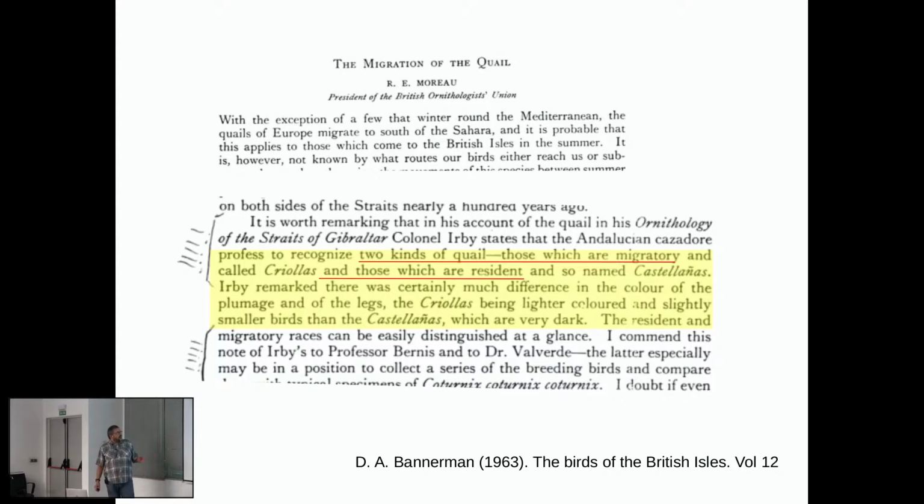Irby remarked that there was certainly much difference in the color of the plumage and on the legs, the criollas being lighter. So 150 years ago, some ornithologists were already commenting that, looking at the animals that had been killed by hunters, it seems that there are two kinds of quails around here. So maybe what Domingo was seeing, and was a big surprise for us, was something that had been known in some circles for a long time.